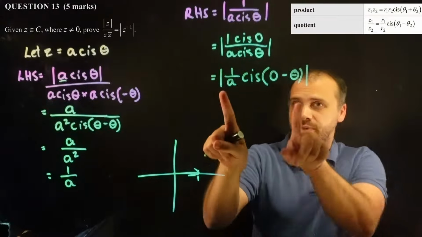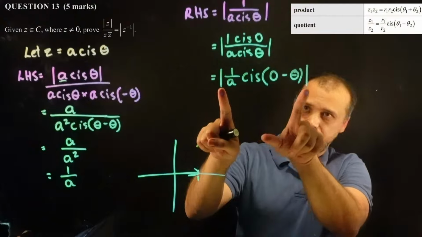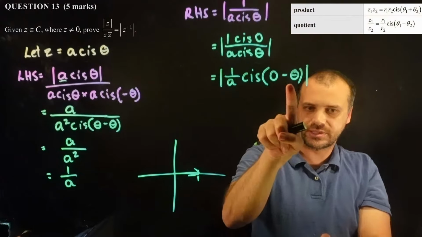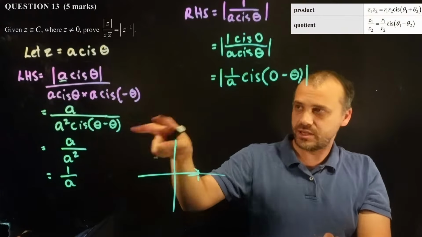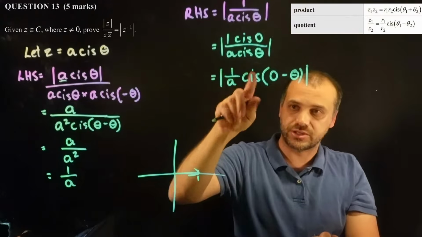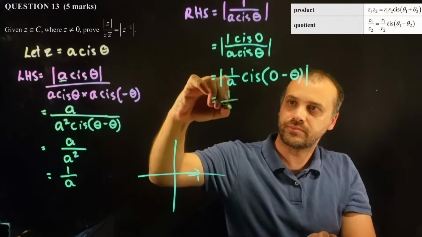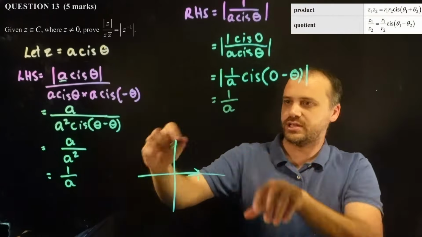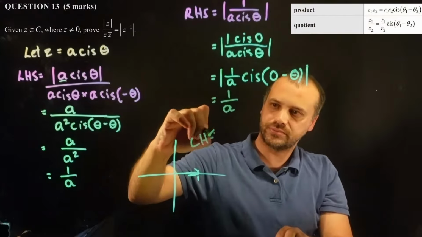Who cares? Because we've got a magnitude here, the magnitude of this polar form of a complex number. And of course, same as over here, when we're looking at the magnitude of a polar form complex number, it's staring us right in the face. Done. Okay, what do I see? I see a left-hand side equal to a right-hand side.